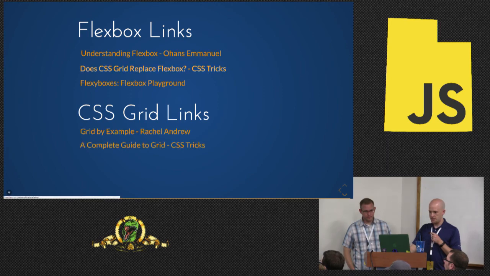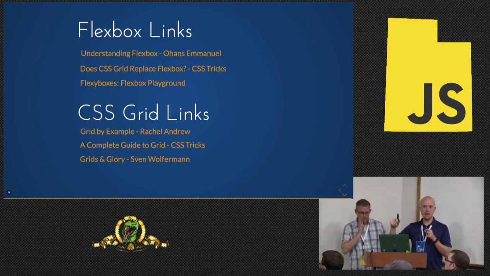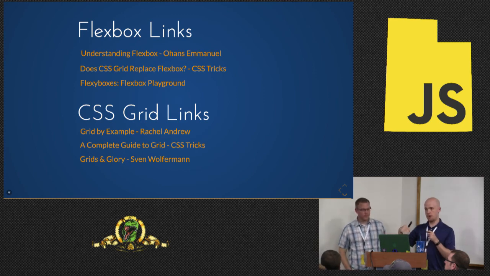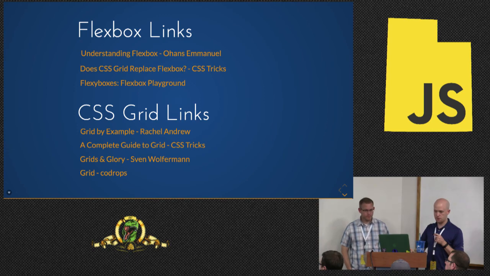A couple of links. You have Understanding Flexbox by Ohans Emanuel. It's a Medium article from FreeCodeCamp, and it goes in depth. It is incredibly in depth on Flexbox, and is a really great resource. CSS Tricks has some good stuff talking about Grid and Flexbox. And then Flexiboxes is kind of like Grid Garden, and you can mess around and play with your stuff on there. Again, Rachel Andrew on the links, some other links there for CSS Grid. Do you guys have any questions?